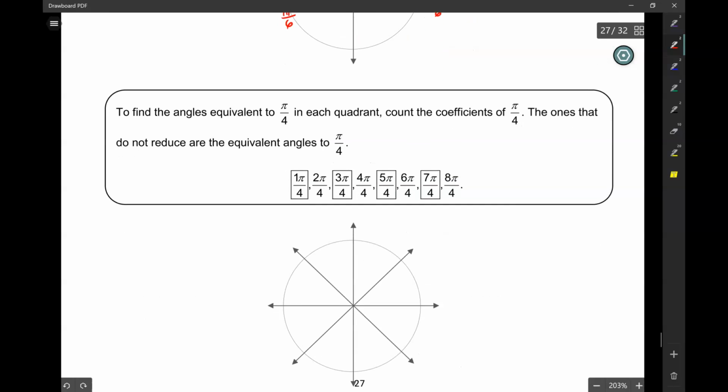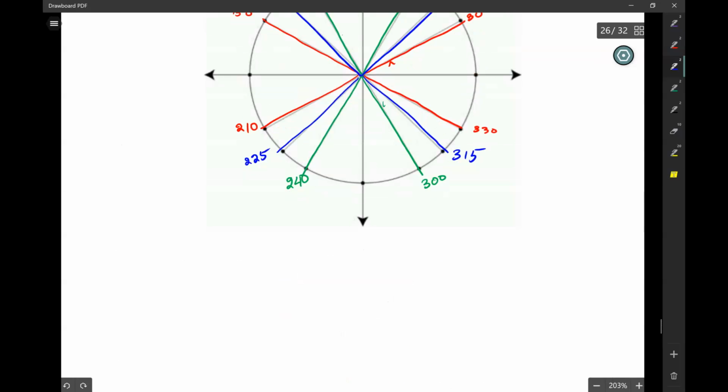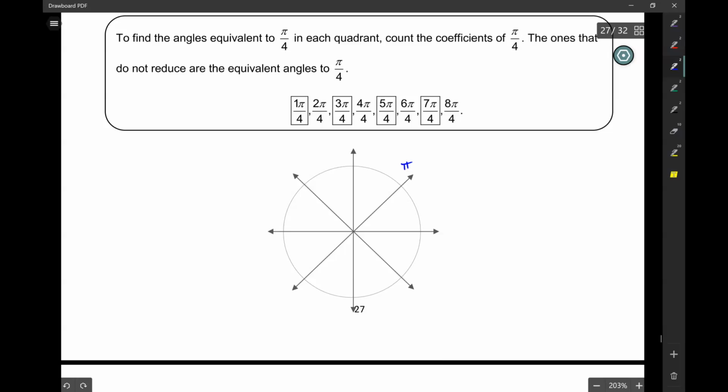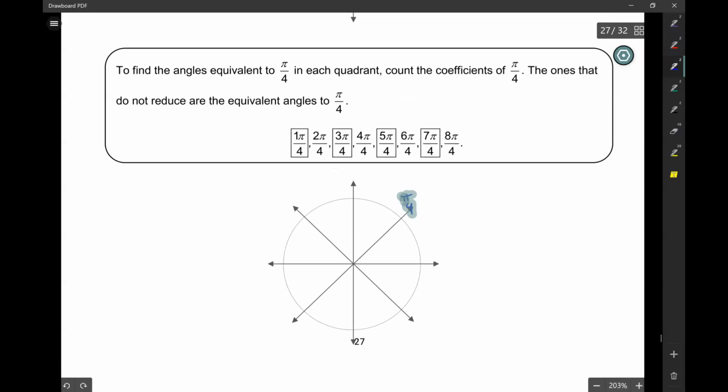So let's do pi over 4. That's like the blue here, right? So this is pi over 4. Now I say, okay, 1 pi over 4. 2 pi over 4 cancels, throw it out. 3 pi over 4 doesn't cancel. 4 pi over 4, no good. 5 pi over 4 is good. 6 doesn't work. 7 pi over 4 is good. And if you notice, with every single one, if you go one more, what's 8 pi over 4? 2 pi, right? Full circle.